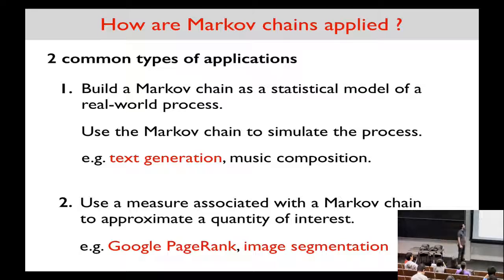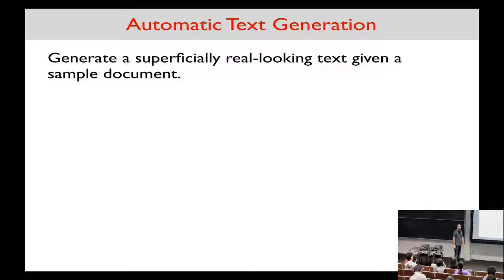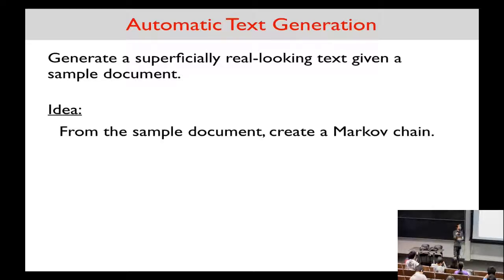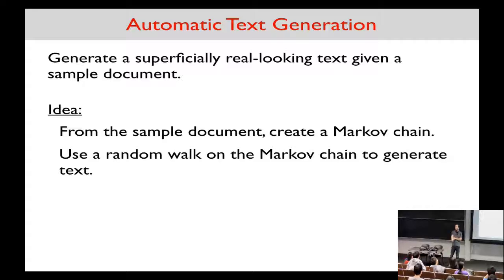And then I'll show you this slide again and hopefully it will make more sense. So automatic text generation, how does that work? You want to generate superficially real-looking text given some sample document. Think of your sample document as, I don't know, the speeches of Obama, and you want to create new Obama speeches automatically.